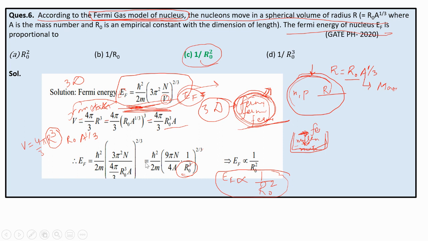Ma'am, if in a nucleus both neutron and proton are odd numbers, then which one will decide the total angular momentum? Actually, it is a very nice question. Yeah, I'll tell you which one will decide. So there is a rule.